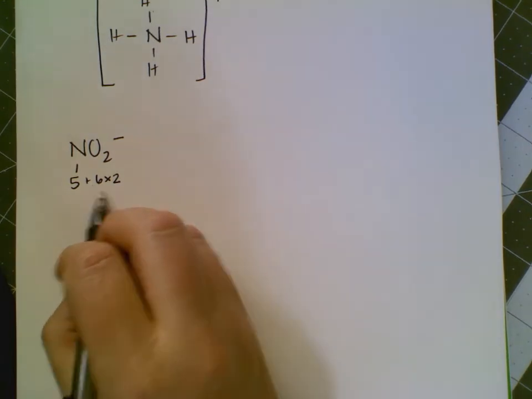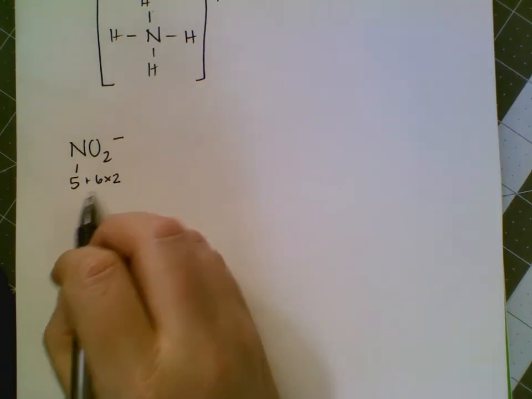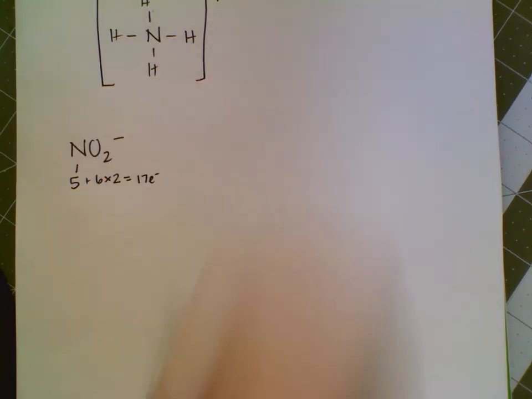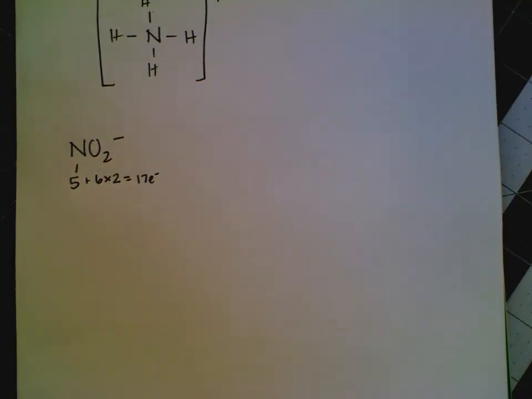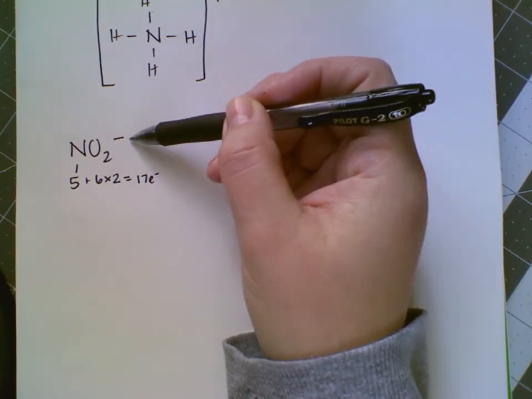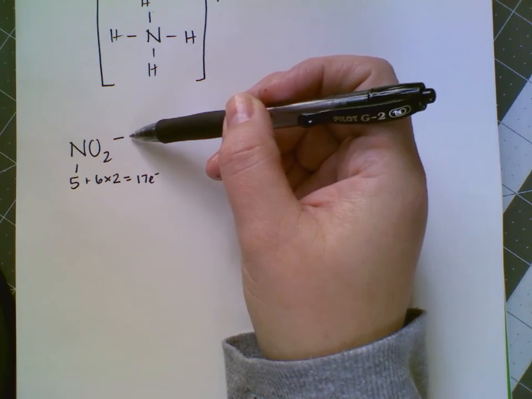So I've got 12 here. And then I have 5, so this grand total is 17 electrons. And like I said, we want to have an even number of electrons in our picture. That helps in this case, or it is helped in this case by this charge here.